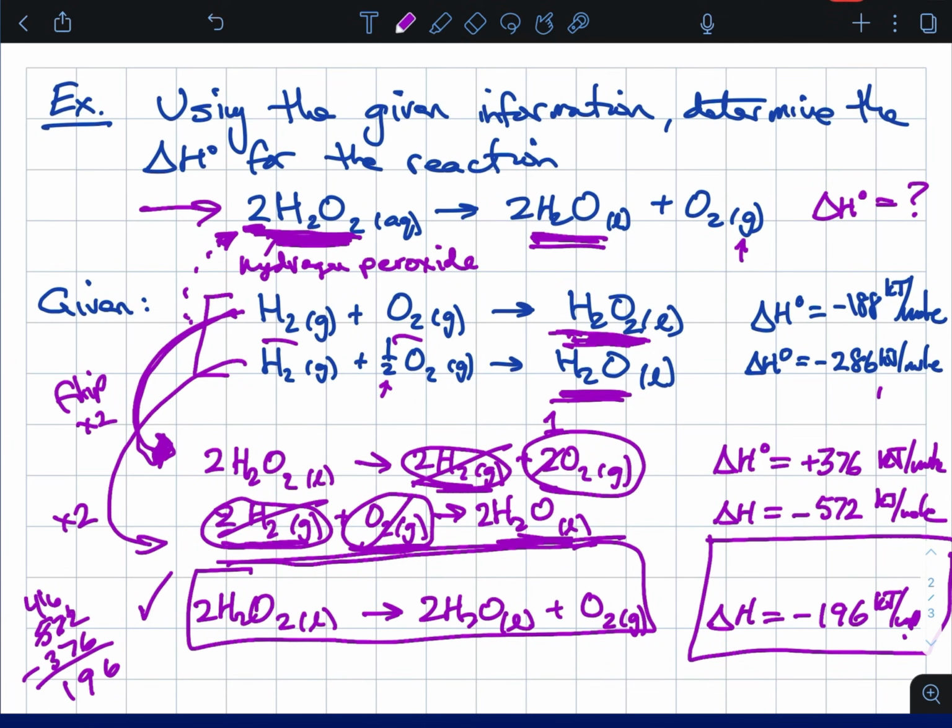That's a super short introduction to Hess's law. Again, I'll have a practice problem up on this one as well.